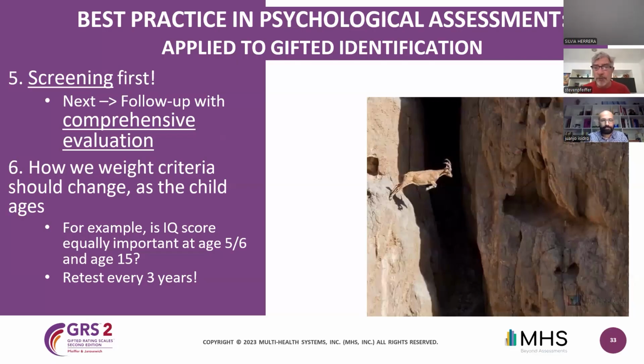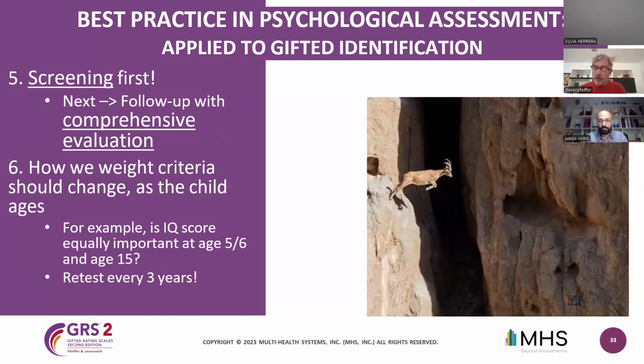Okay, the 6th point in best practice is how you weigh or consider the scores you get. You might want to change how important they are as the child gets older. What do I mean by that? Well, let's say you're doing screening of 5-year-olds. I probably wouldn't put as much weight on academic scores as I would if I was screening 10-year-olds, because by age 10, they've had 5 to 6 years of formal schooling or more. So you would put a higher weight or expectation that they should really be very, very advanced academically.